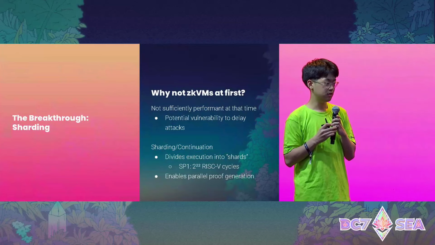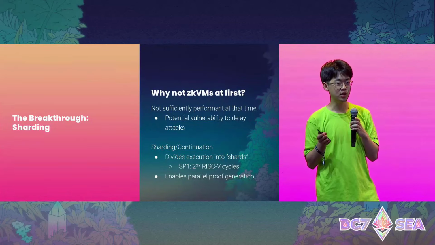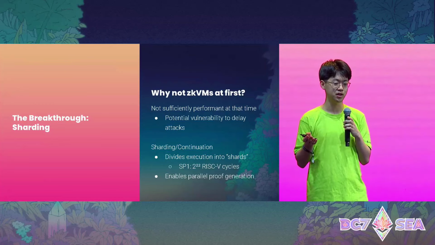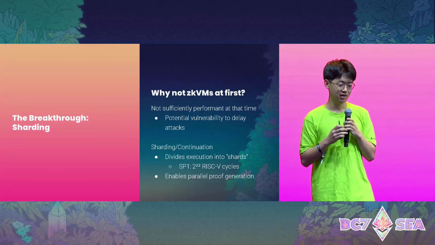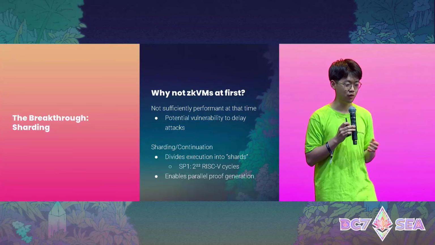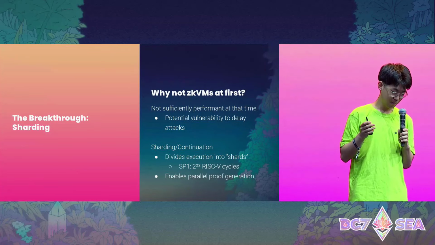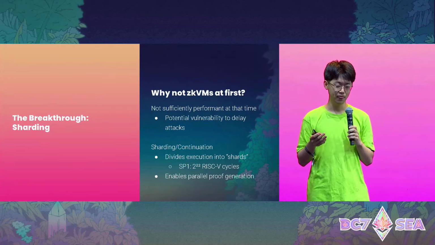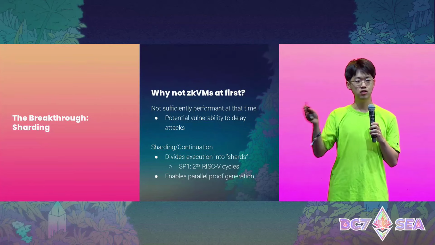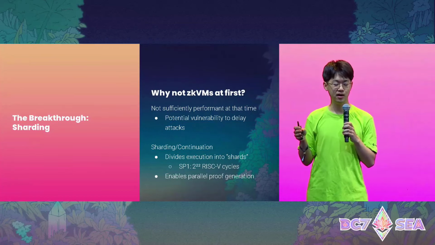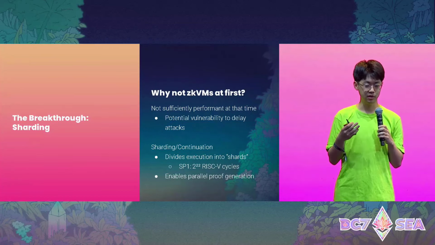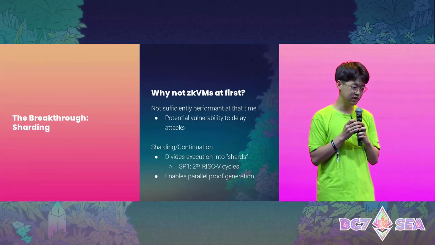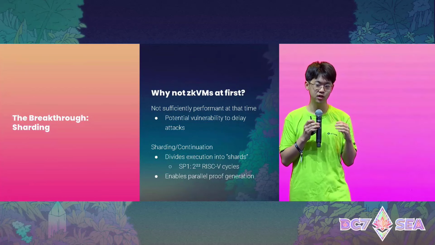Some of you might ask: Vitalik mentioned this in 2022, we launched our mainnet in 2023, so why didn't you first approach with zkVMs? Why did you write circuits and do all that hard work? That's because back then, zkVMs were not performant. Since the proving time is long, within the challenge period we have, there can be possible vulnerabilities, a possible attack vector for delay attacks. So that's one of the reasons why we chose a circuit-based approach.